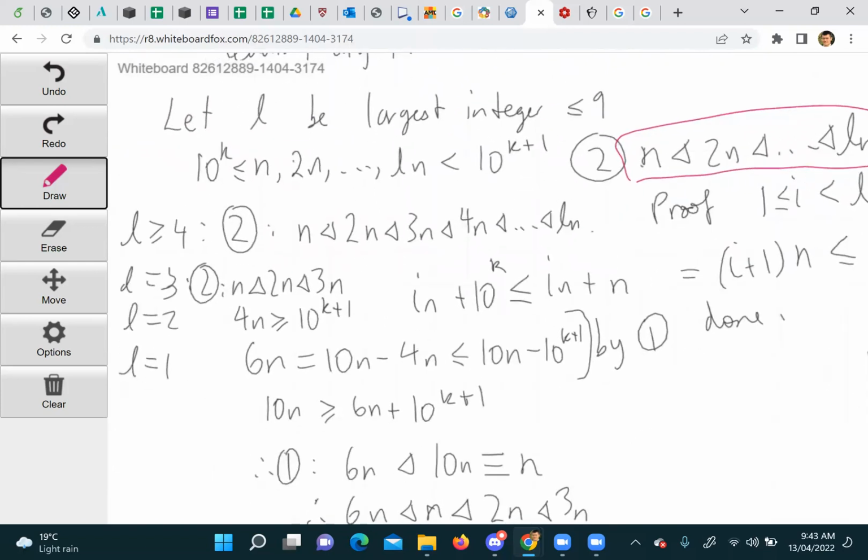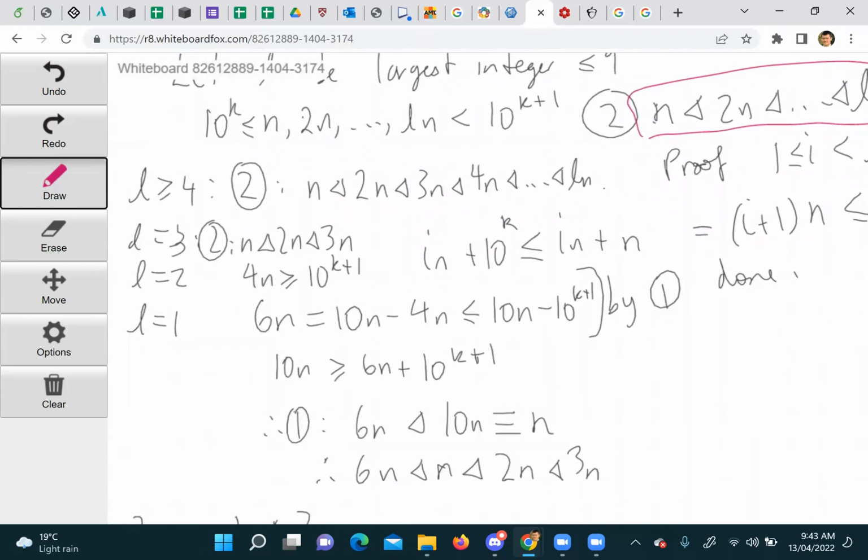And then the rest of the proof is just case bashing on L, yeah. So L could be greater than or equal to 4, or it could be 3, 2, or 1. And if L is greater than or equal to 4, the lemma already applies. Lemma 2 already says that these are all different. So you're done, yeah.